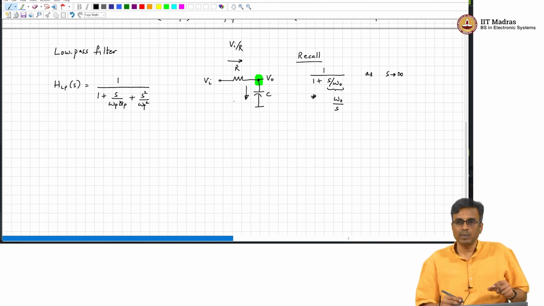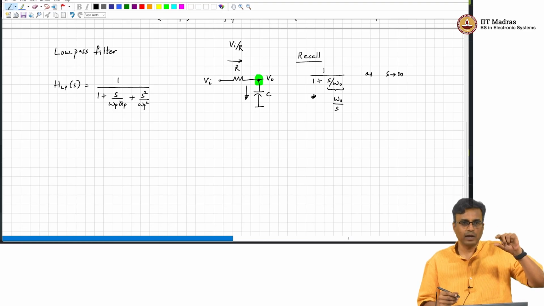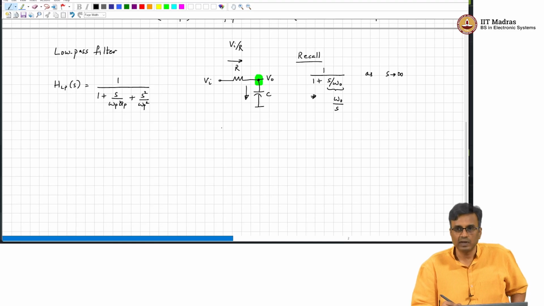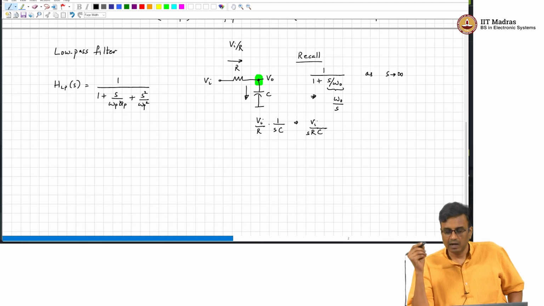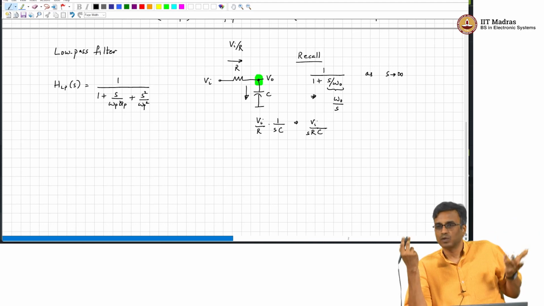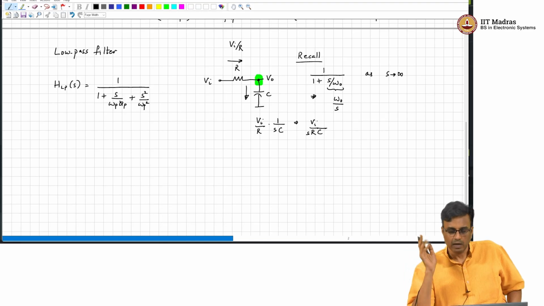So, what is the voltage? Current Vi by R flows through an impedance of value 1 by SC. So, basically the output voltage at high frequency is approximately Vi by SCR, and so therefore, it is clear that what must omega naught be? 1 by RC. Okay. All right.